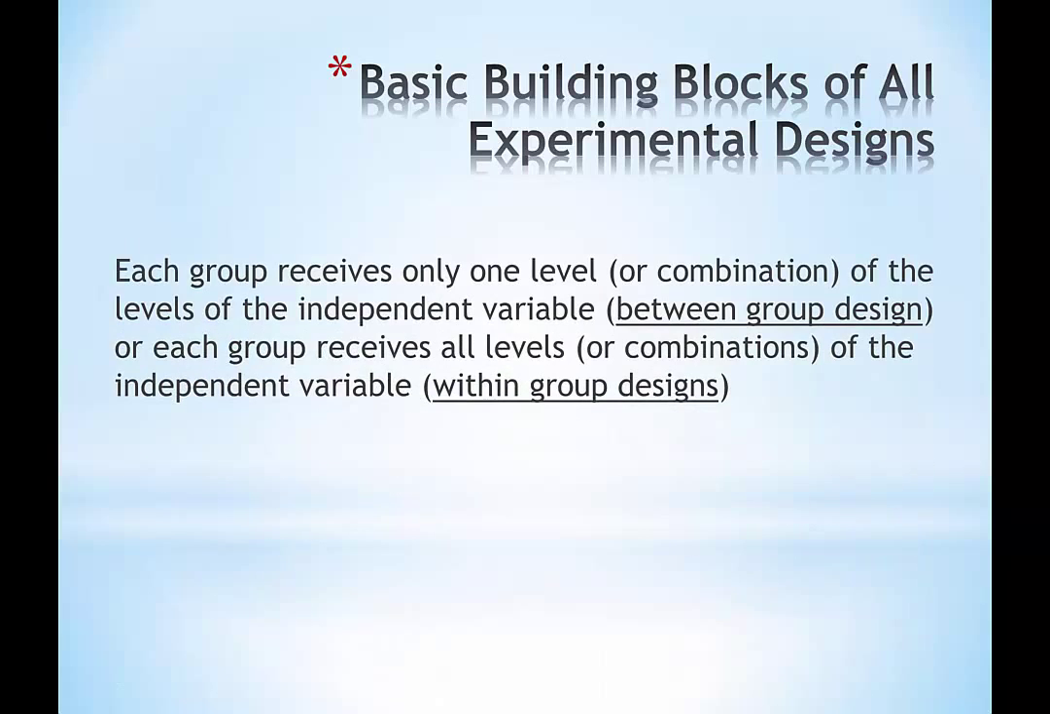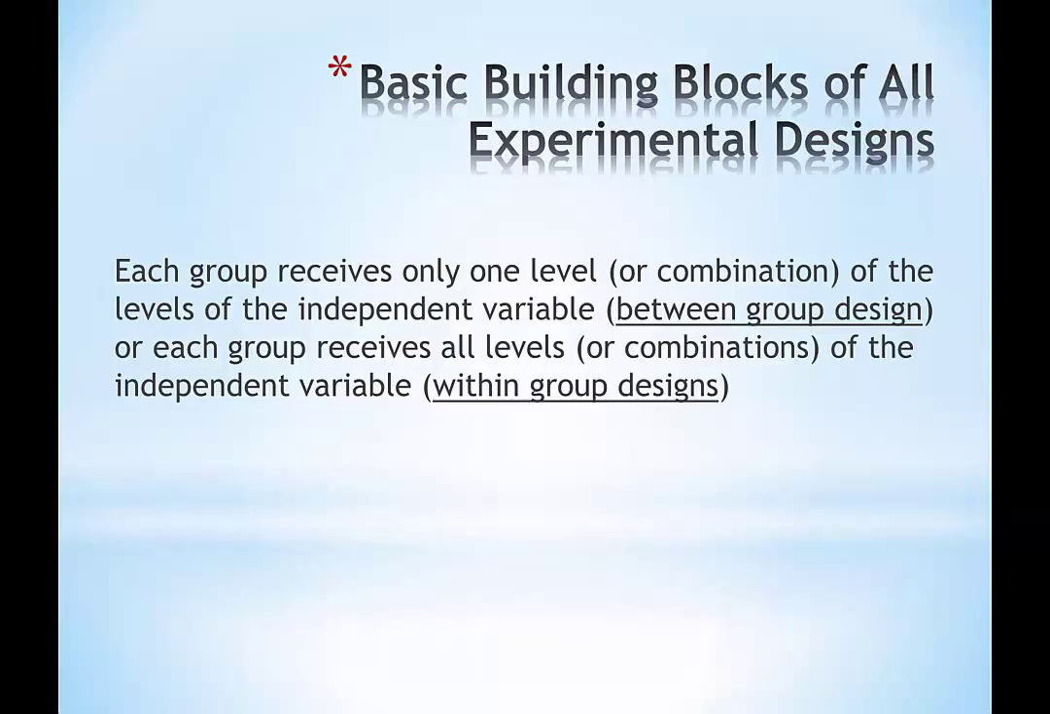A second basic building block of all experimental designs, each group in the study either receives only one level or combination of the levels of the independent variable. That's called between groups or between subjects, sometimes you'll see. Or each group receives all levels or combinations of the independent variable. That's called within groups or within subjects designs. Okay, so a couple things. At the end of this little section on the basic building blocks, we're going to spend the rest of this screencast on between groups designs. And then if you're watching these in order, the next one after this screencast is all about within groups design. So you're going to get a healthy dose of both.